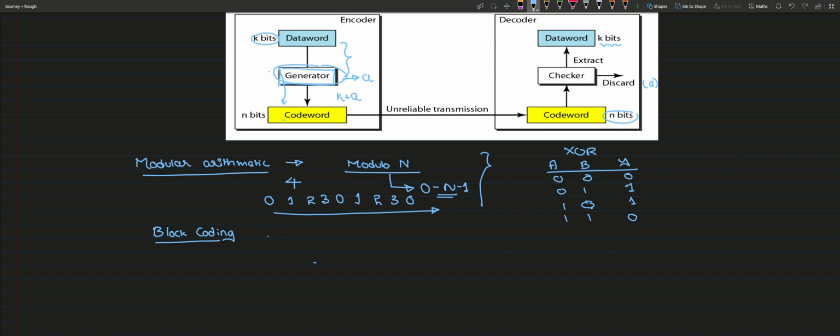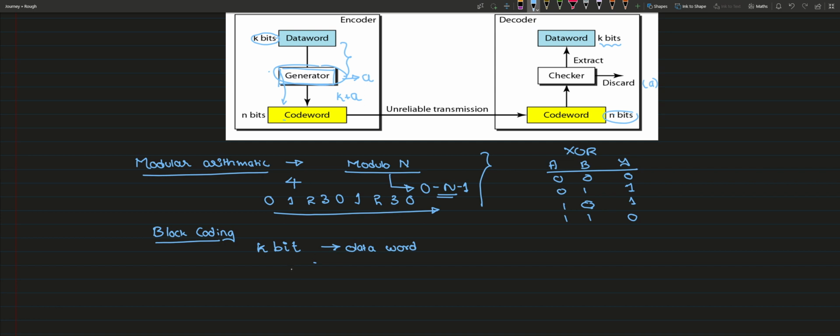So here, whatever message we get, we divide that message into k bits. So even if I get some n number of bits, out of that I will form chunks of k bits. This k bit chunk I will call the data word. Is this clear? Yes.